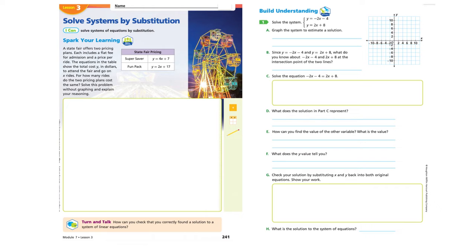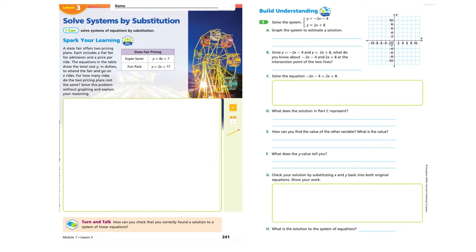A state fair offers 2 pricing plans. Each includes a flat fee for admission and a price per ride. The equations in the table show the cost y in dollars to attend the fair and go on x number of rides. For how many rides do the 2 pricing plans cost the same? Solve this problem without graphing and explain your reasoning.